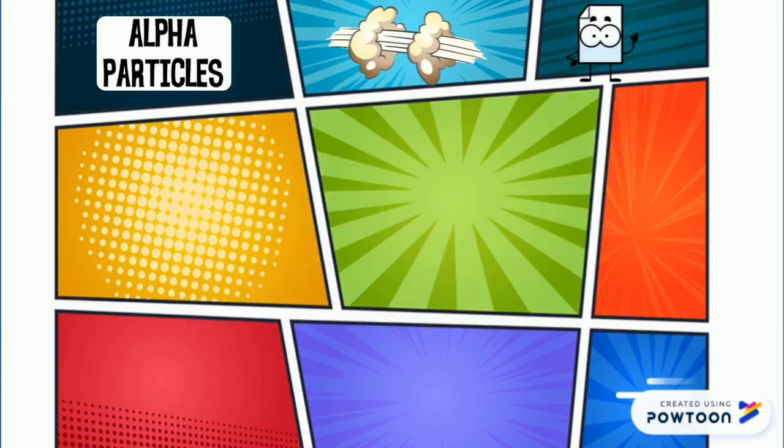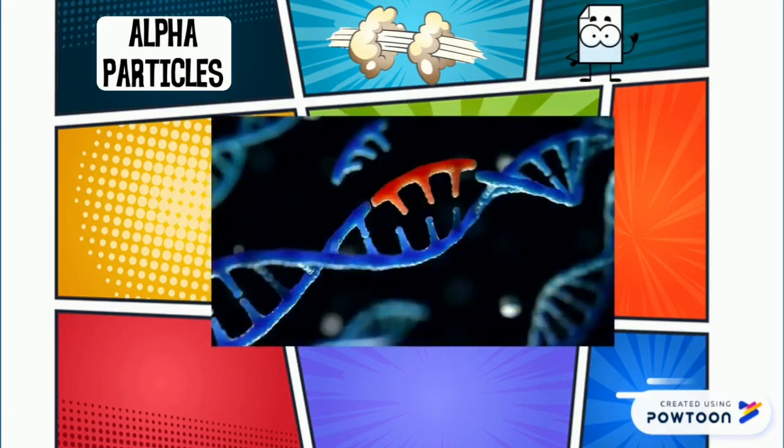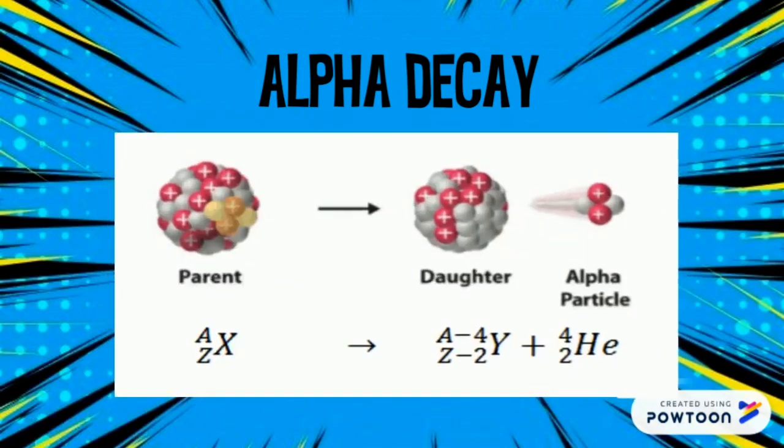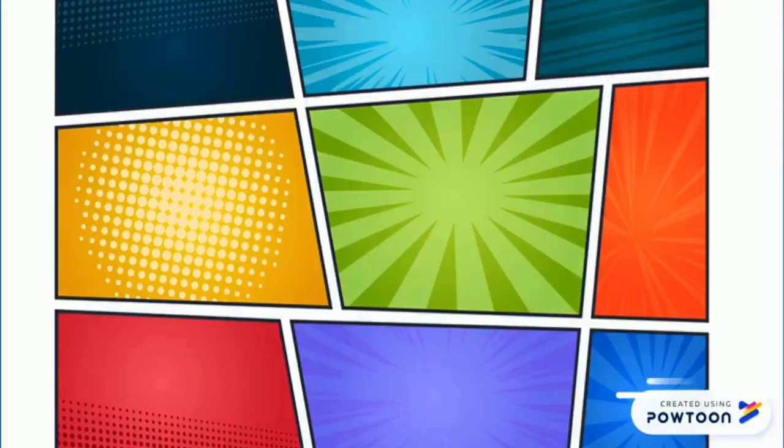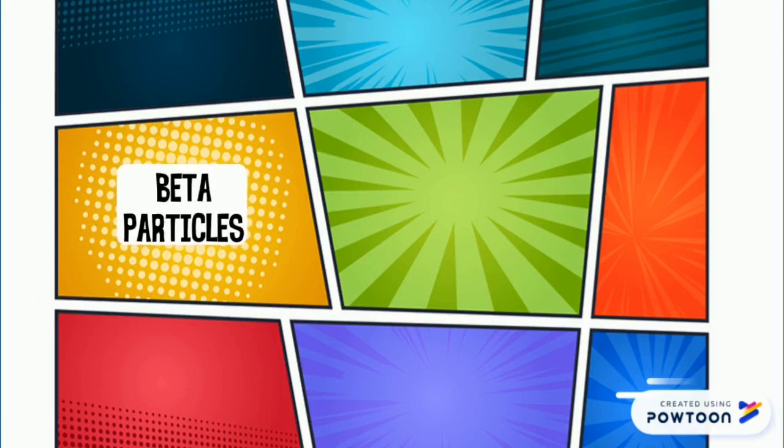If entered into the body, alpha particles would be really hard to get out and they cause really major mutations in the DNA genes and the cells of the body. In alpha decay, a helium nucleus is produced and the atomic number is decreased by 2 while the atomic mass is decreased by 4. Now, after we're done with alpha particles, let's talk about beta particles.